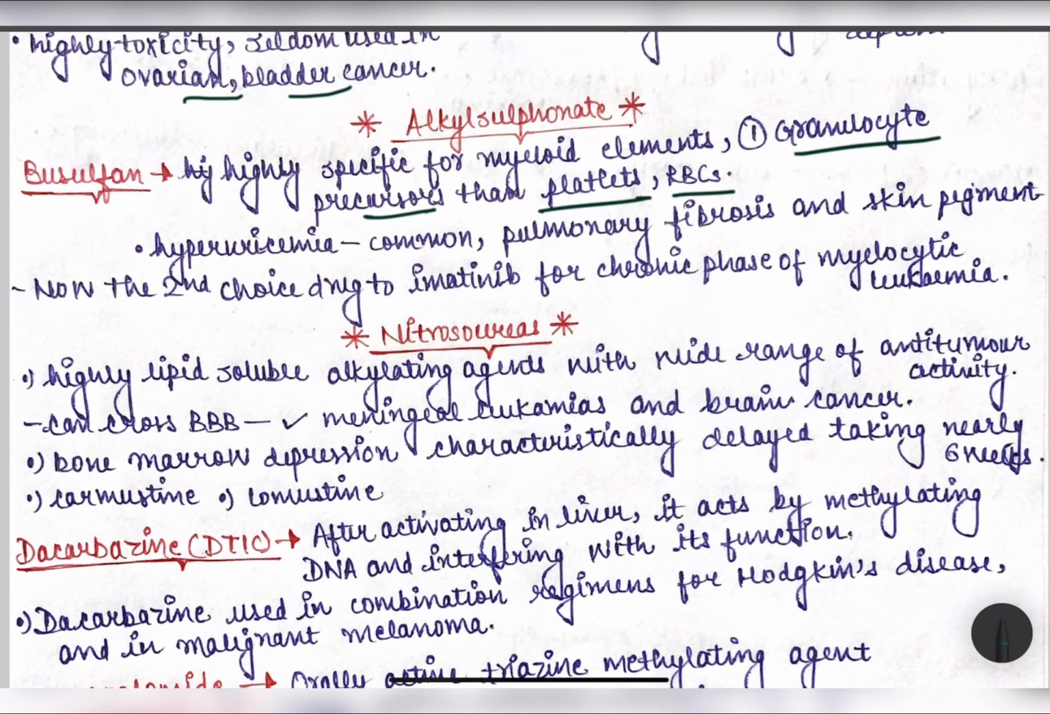And the question that has been asked so many times is pulmonary fibrosis. That is an adverse effect that is caused by busulfan, along with skin pigmentation. Now the second choice drug to imatinib for the chronic phase of myelocytic leukemia is busulfan.